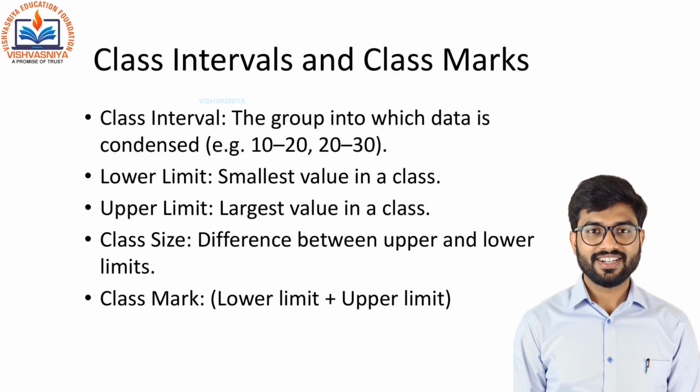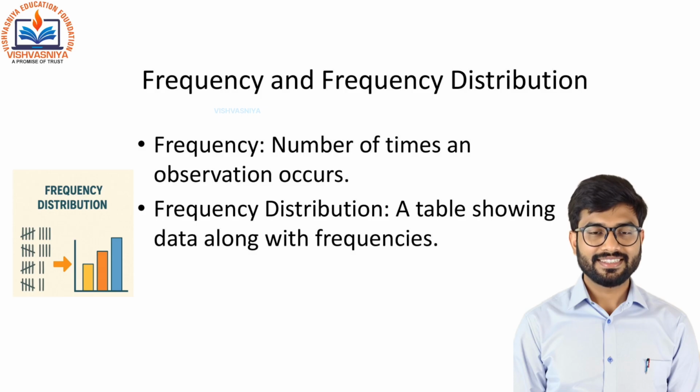The midpoint of the class, calculated by adding the lower limit and the upper limit, then dividing by 2, is called the class mark. The frequency of a class is the number of times an observation occurs. When we make a table showing classes and their frequencies, it is called a frequency distribution.